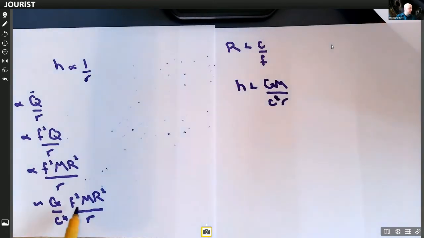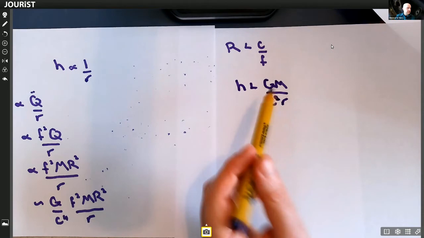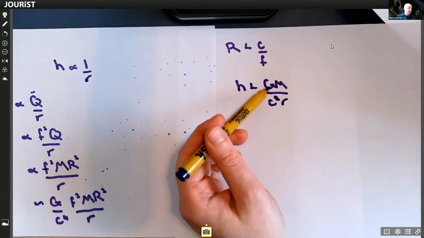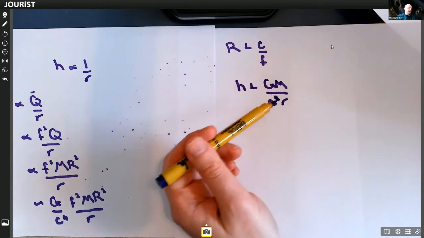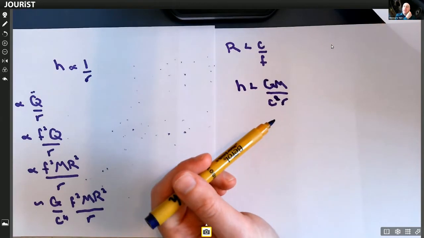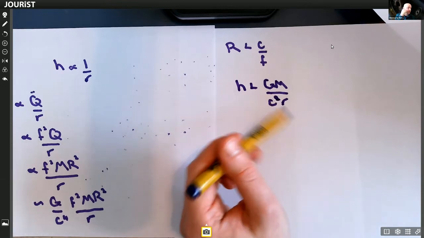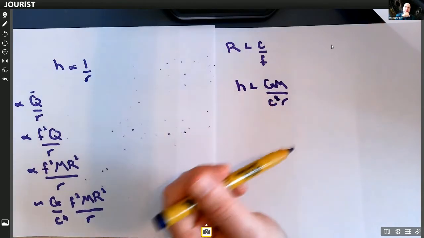Okay, just substituting in this R needs to be smaller than frequency squared, hence you have both squared, so you get this proportionality out. And this is quite a nice relationship, because this here, GM over R, is basically the form of the gravitational potential. C squared here just fixes up the units.